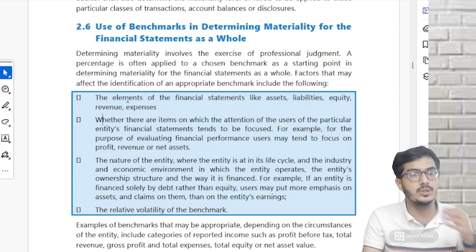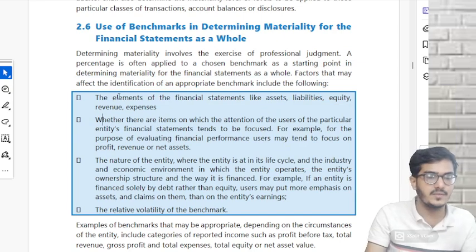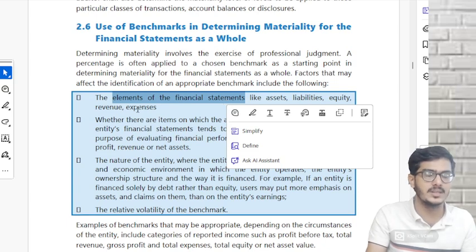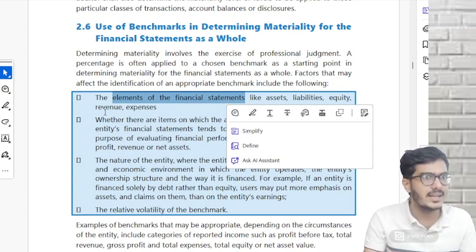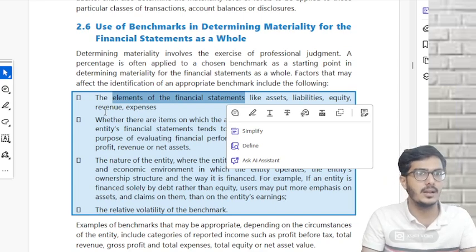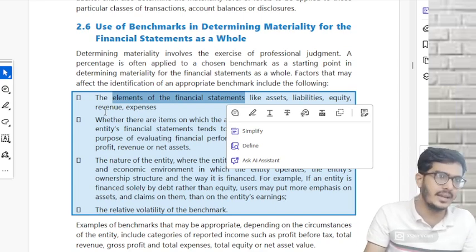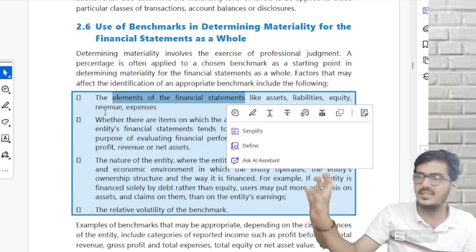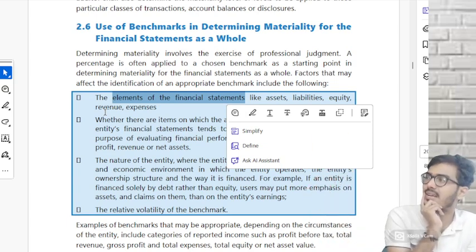For example, what are those different factors? First one, the elements of the FS, like assets, liabilities, equity, revenue, expenses. I'll check these elements. Out of these elements, I can select any one benchmark. Can I take assets as a benchmark? I can take. For example, I take the entire asset side. Entire asset side is 7 crore. Okay, 7 crore assets. I will keep the materiality as 2 lakhs.